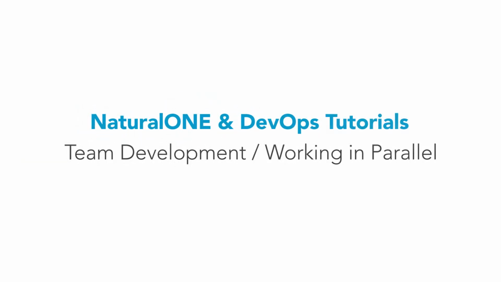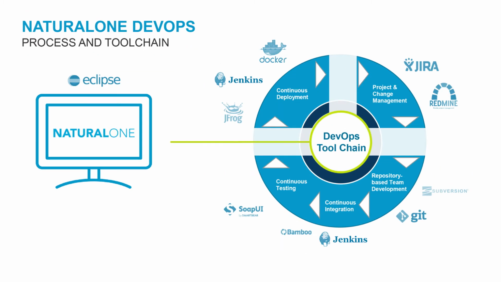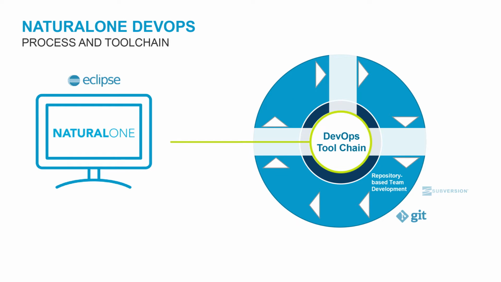This video is about NaturalOne and DevOps, with a closer look at team development and working in parallel. This is an image showing the NaturalOne DevOps process and toolchain. Source code changes happen in repository-based team development using a source code management system like Subversion or Git. Let's take a more detailed look at this part of the process, specifically how parallel team development works in NaturalOne.